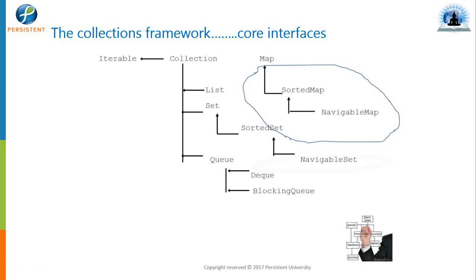NavigableSet extends SortedSet extends Set interface. This is an internal structure, and TreeSet implements this NavigableSet. Similarly, TreeMap implements NavigableMap. Okay. This is the hierarchy in case of tree, right? Whenever we say tree, it is for sorting. So, TreeSet implements NavigableSet extends SortedSet extends Set extends Collection. Same for Map.